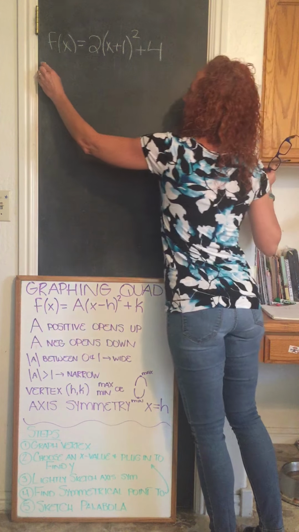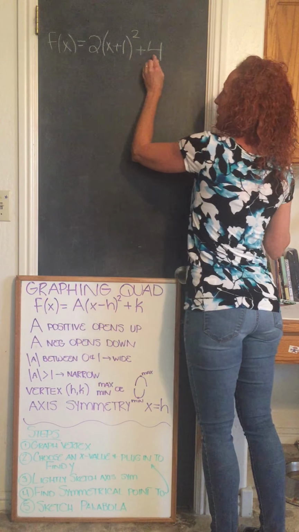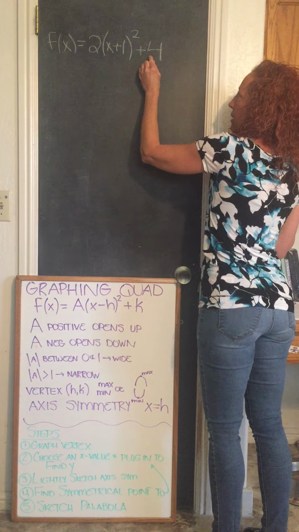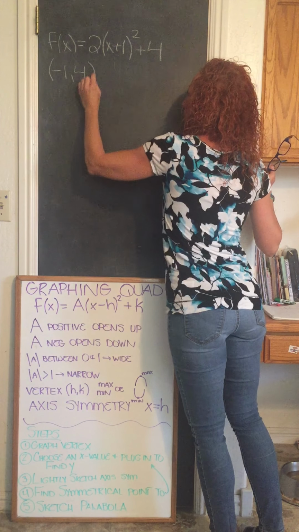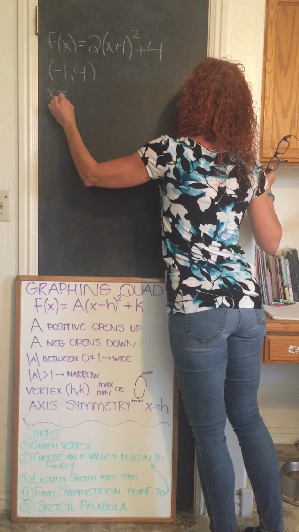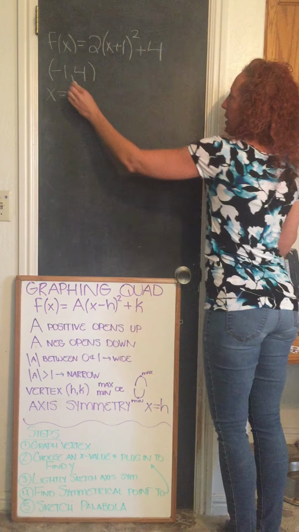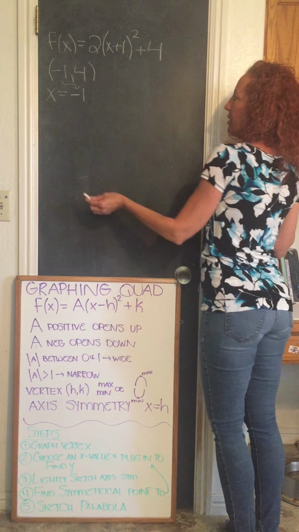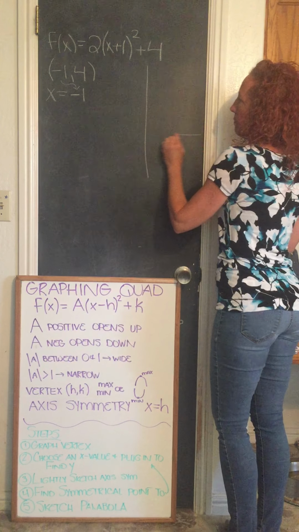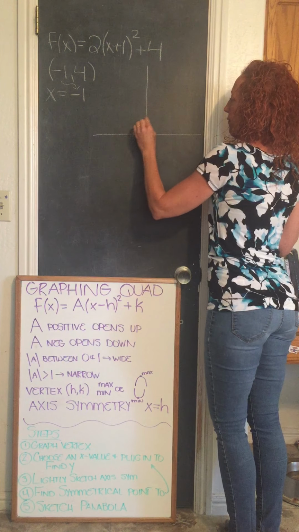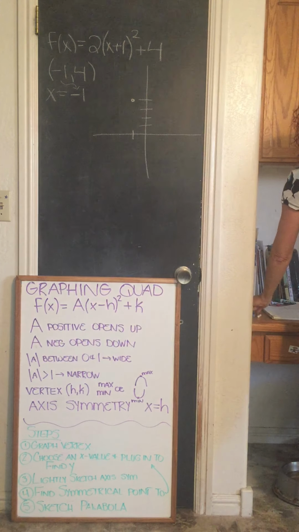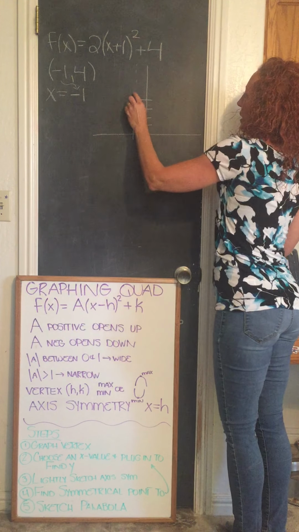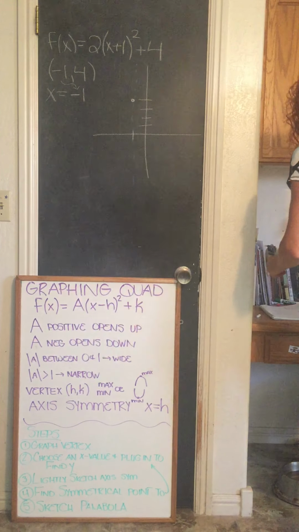All right, step 1. My vertex, opposite, same. Opposite, same. So my vertex is going to be at -1, 4. And that axis of symmetry is going to be the line x equals -1. So that just plops right there. All right. So -1, 4 is right there. I'm going to lightly sketch my axis of symmetry.